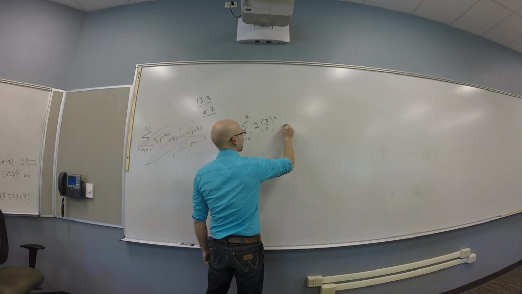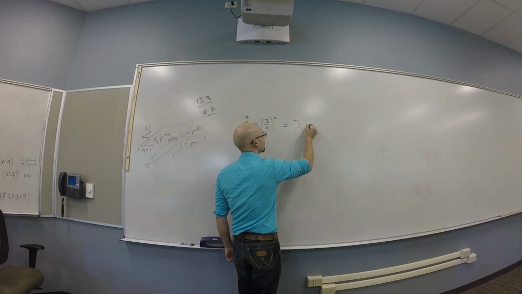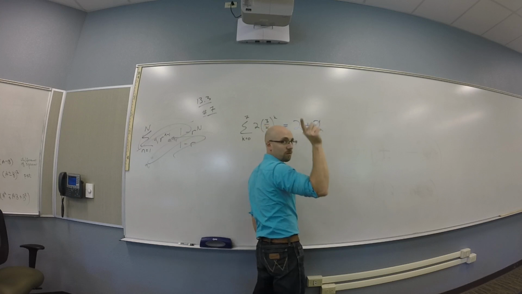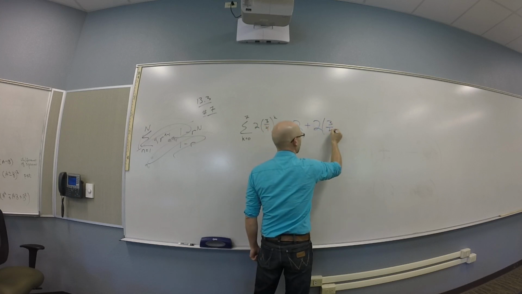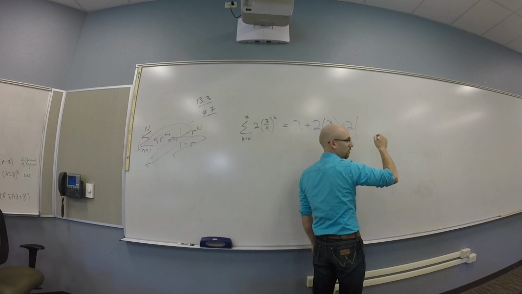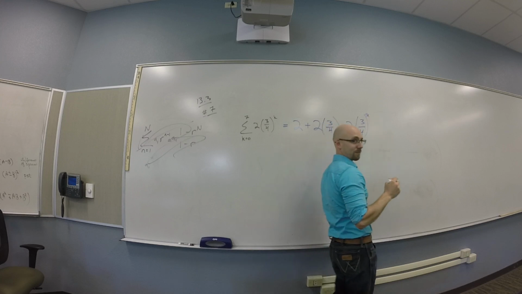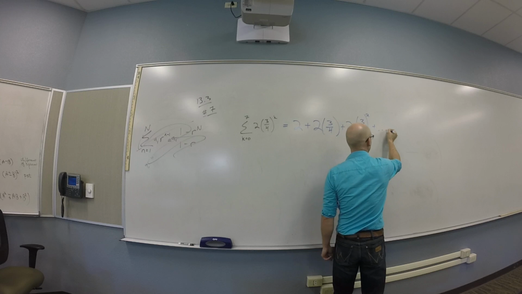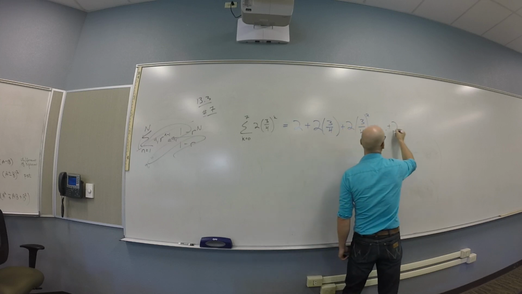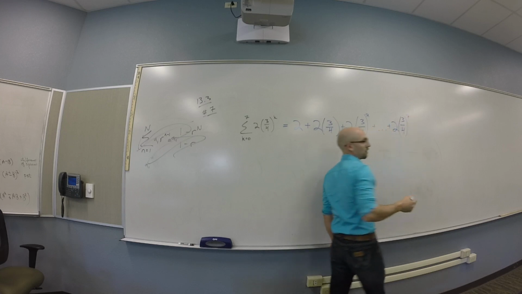So this thing starts out with what? Starts out with a 2, and then the next one is 2 times 3 over 4 to the power of 1. Then the next one is 2 times 3 over 4 squared. And this continues, and then the last one is 2 times 3 over 4 to the 7. You guys all with me?